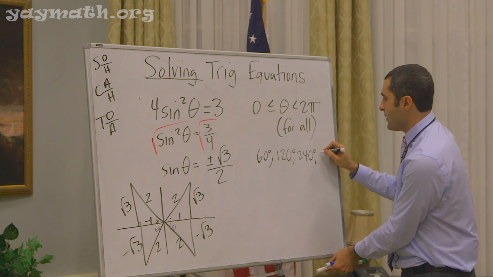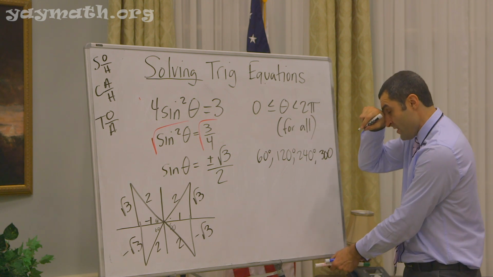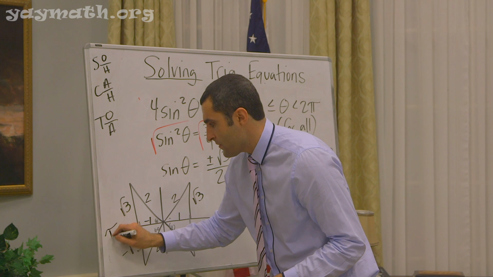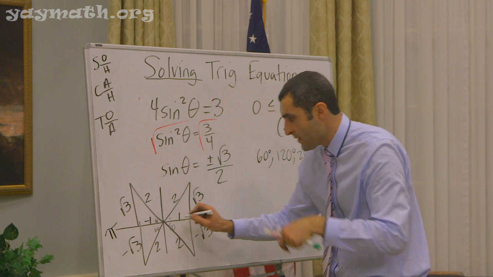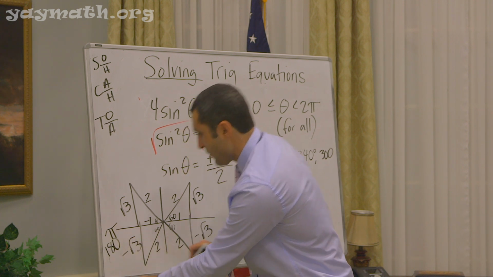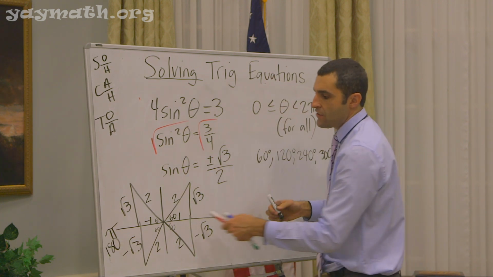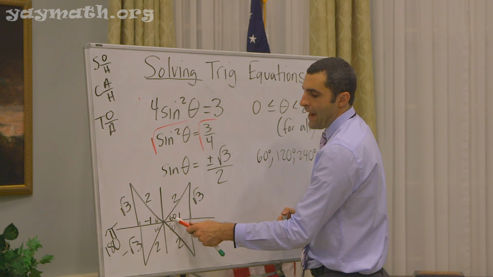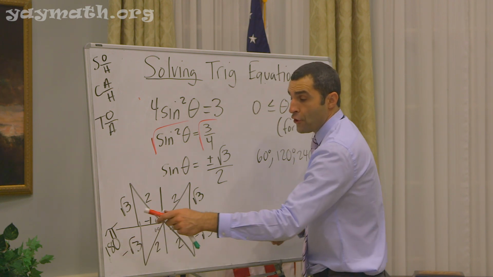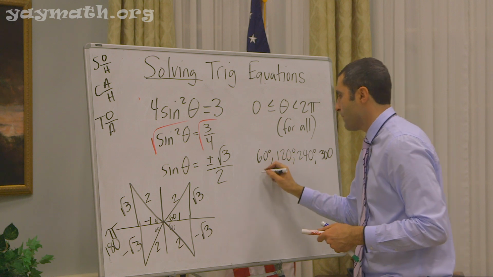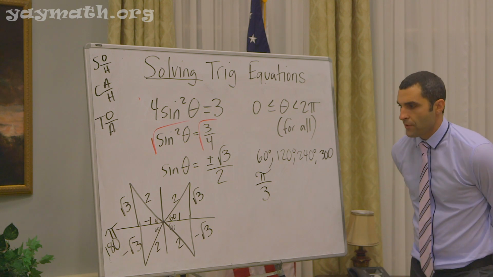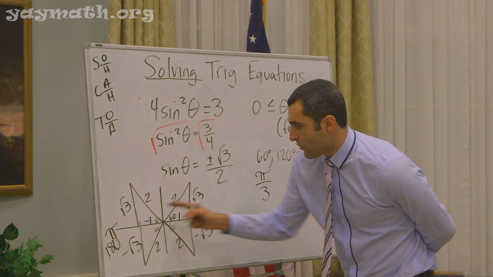Now we're going to go to radian mode. So real quick, this is pi. Just walk through it with me. This is pi. This is 60. This is 180. 60 is what fraction of 180? A third. Yes. So this is pi over 3. Because it's a third of pi, or a third of 180.